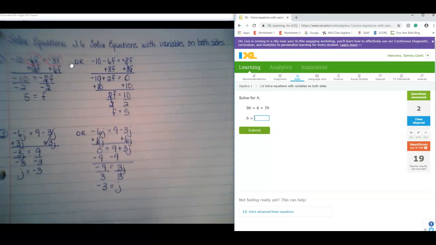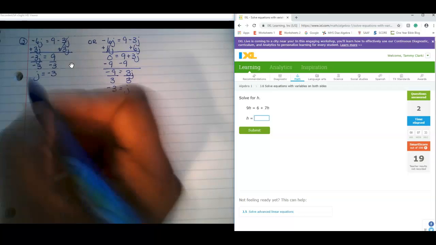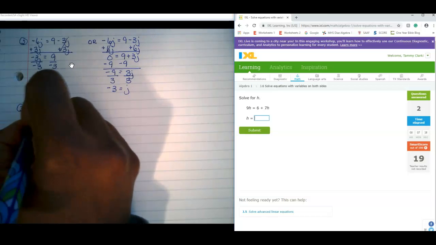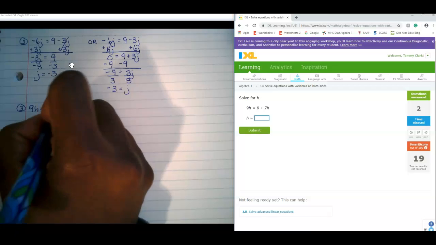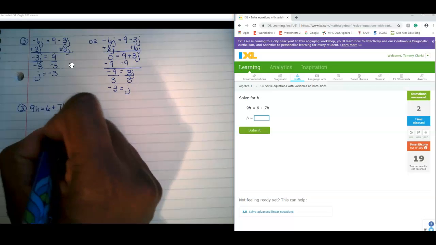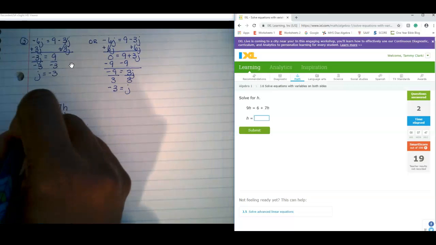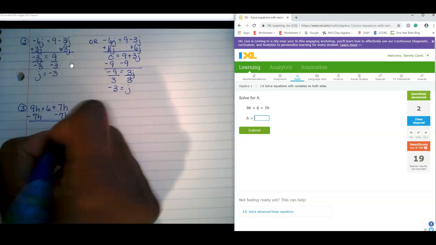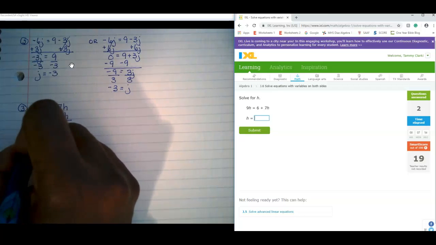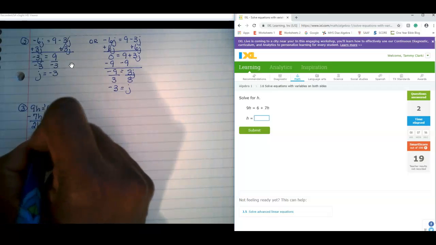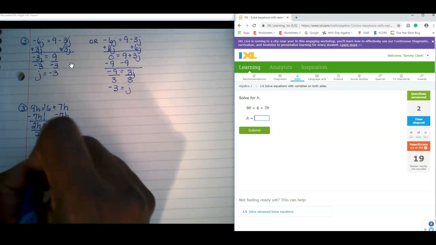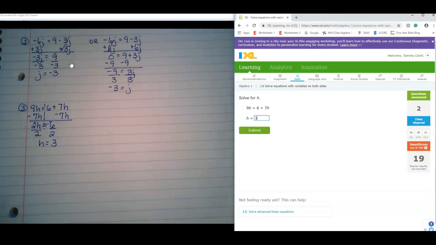For number 3, I have 9h is equal to 6 plus 7h. Well, here I can just move the 7h. So minus 7h minus 7h on both sides of the equal sign. 9h minus 7h leaves me 2h equals 6. Divide by 2 on both sides of the equation. H is equal to 3.